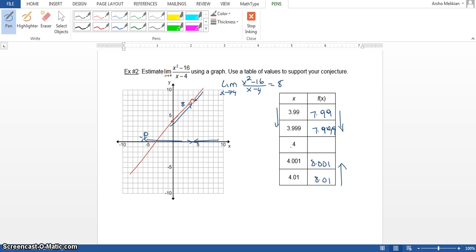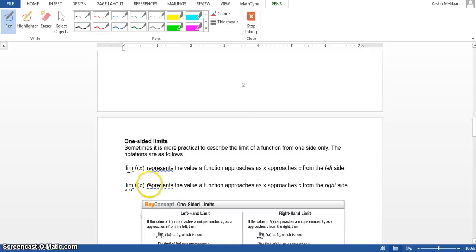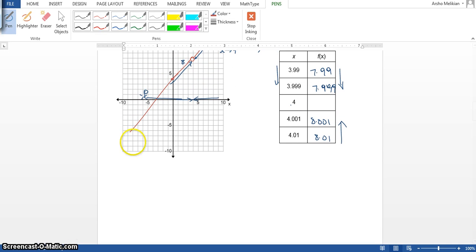Sometimes it's worthwhile to look at a limit from one side only. Alright? So just approaching a number from the left side or just approaching a number from the right side. So for example, in a case like this, if I'm just interested in where the graph is heading as I approach it from the left side, okay, that might be all I need.